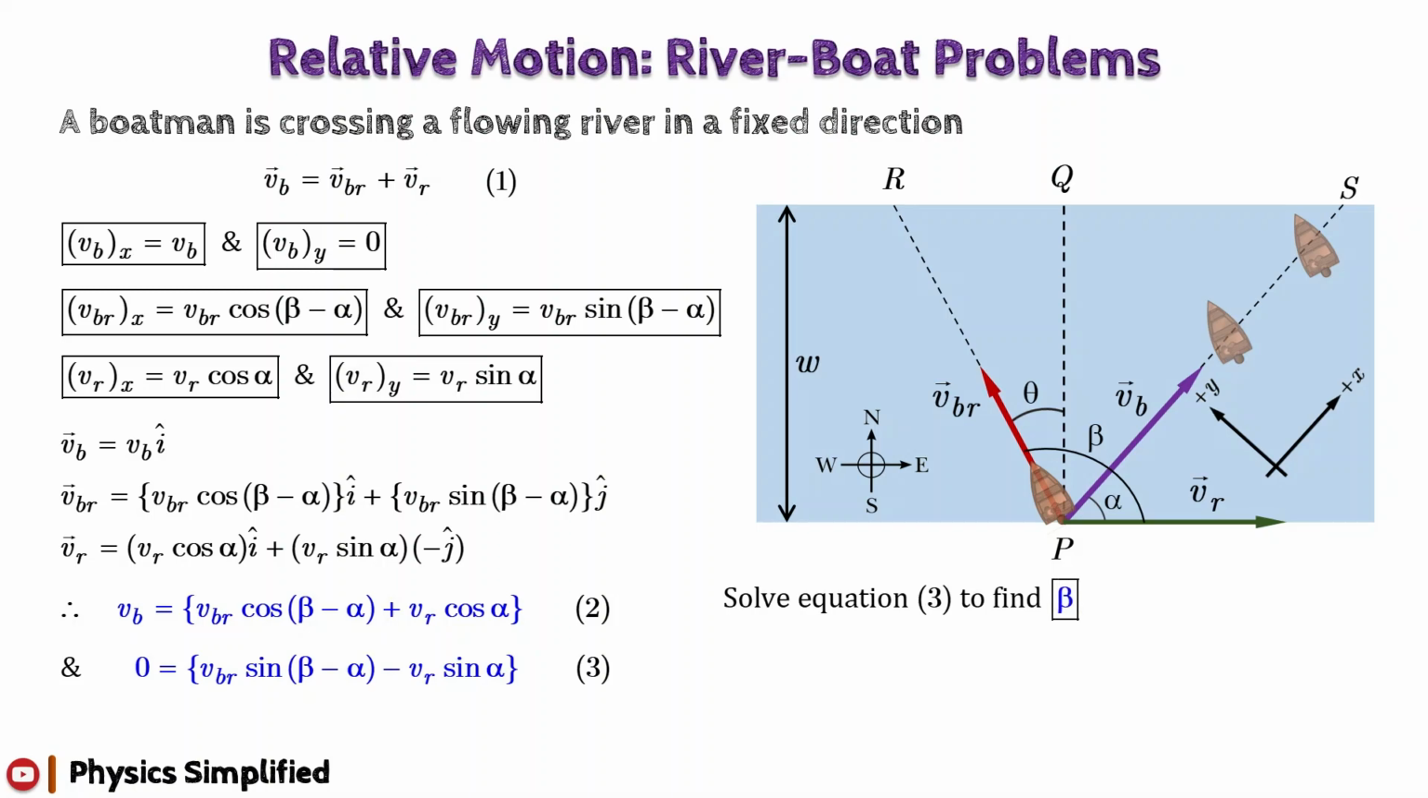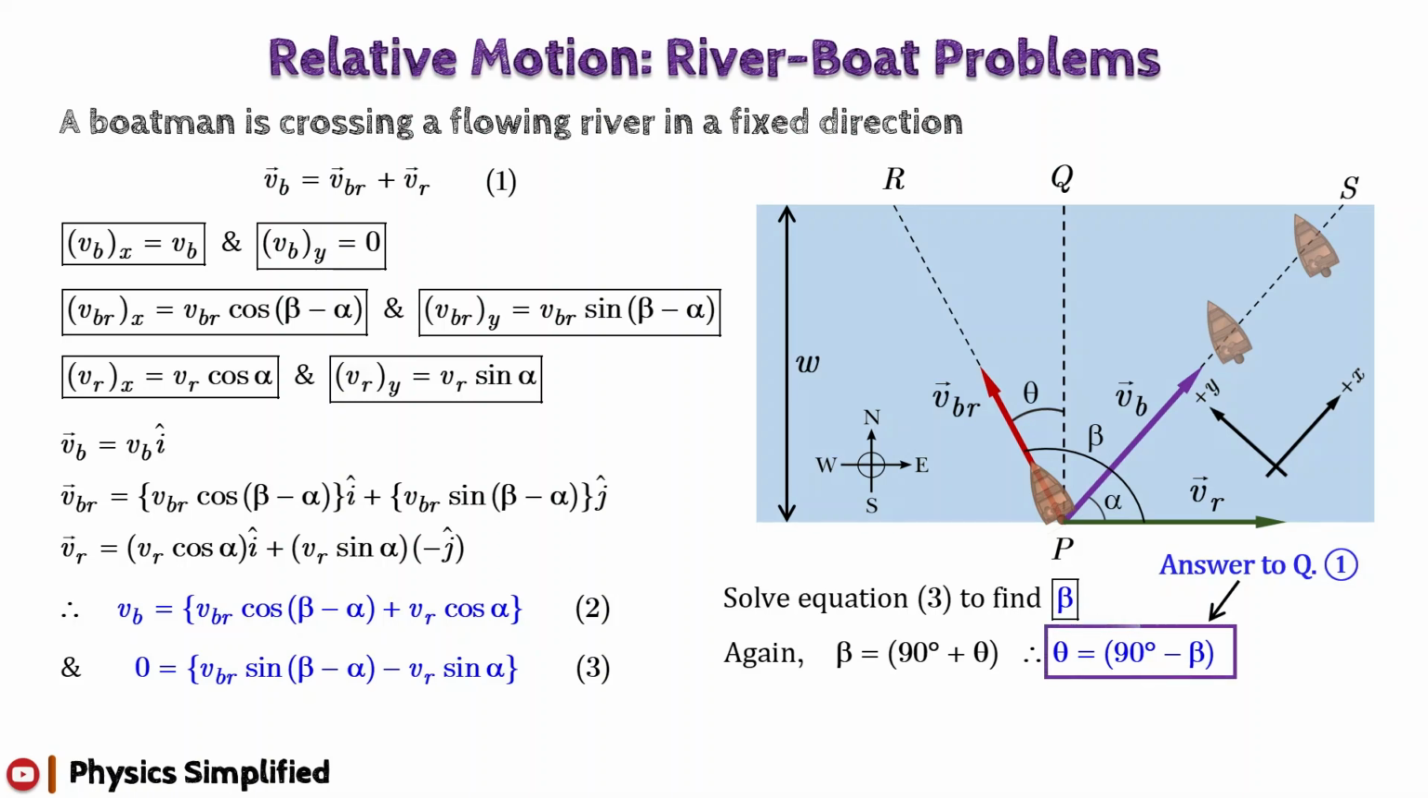Since we are interested in finding the direction of vector v_br, we need to find the value of theta. From the geometry we find, the angle beta is equal to 90 degrees plus theta. Therefore, theta is equal to 90 degrees minus beta. Substituting the value of beta, we will find the value of the angle theta. This will be the answer to the first case.